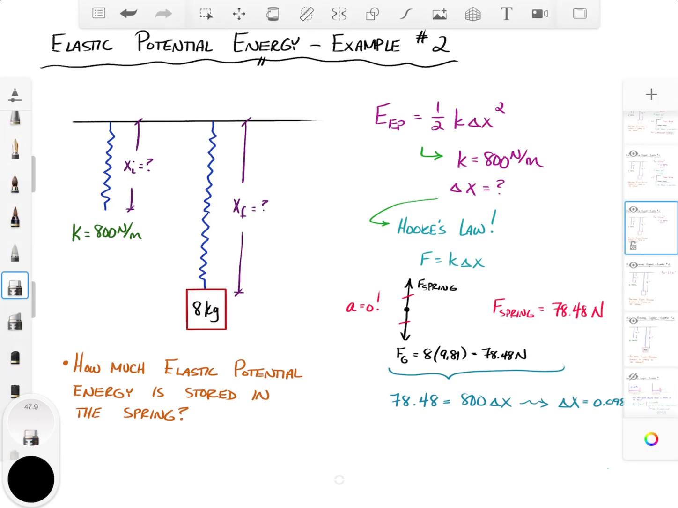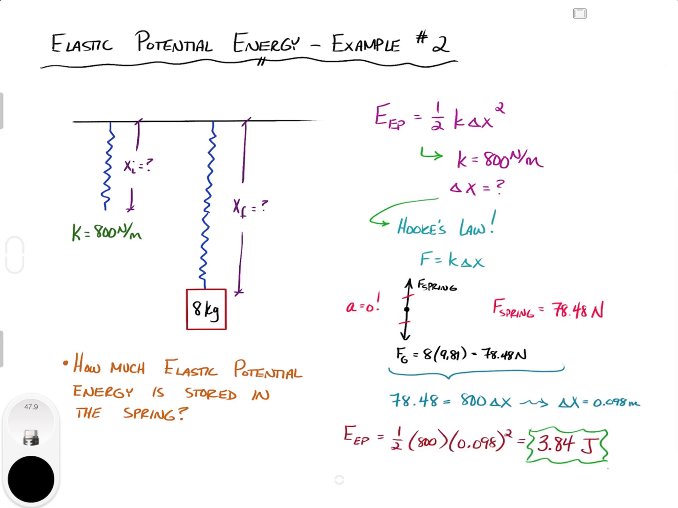Now I have all the information that I need, and I can quite simply plug that into the elastic potential energy equation found at the top. 1/2 the spring constant, which is 800, times the displacement, which we found using Hooke's law to be 0.098. If I square just the displacement, and then I find the product of those, I will see that 3.84 joules of elastic potential energy are stored in that spring simply by hanging that 8 kilogram mass.